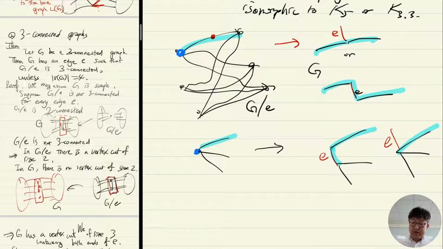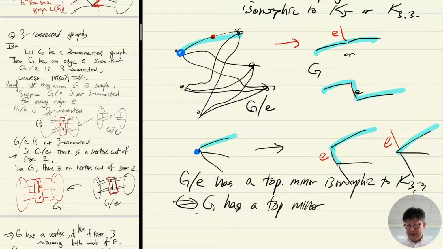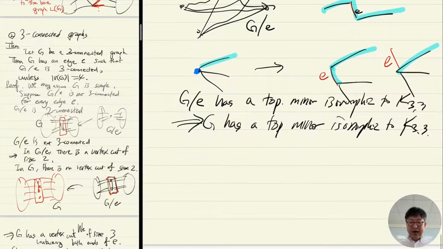So what I can say is, if G contract E has a topological minor isomorphic to K33, then G has a topological minor isomorphic to K33. But we assume that graph G has no K33 topological minor, so that's a contradiction. How about K5?